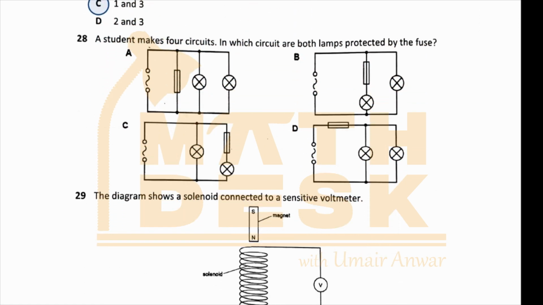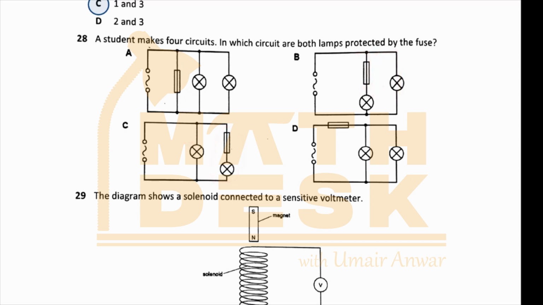The next question says a student makes 4 circuits. In which circuit are both lamps protected by the fuse? In the first circuit, the fuse is connected in parallel, which is not going to protect these two lamps. In the second circuit, the fuse is connected with the one lamp, so it would protect it, but the second lamp is not going to be protected by this fuse. In the third circuit, again this lamp would be protected, but this lamp would not be protected.